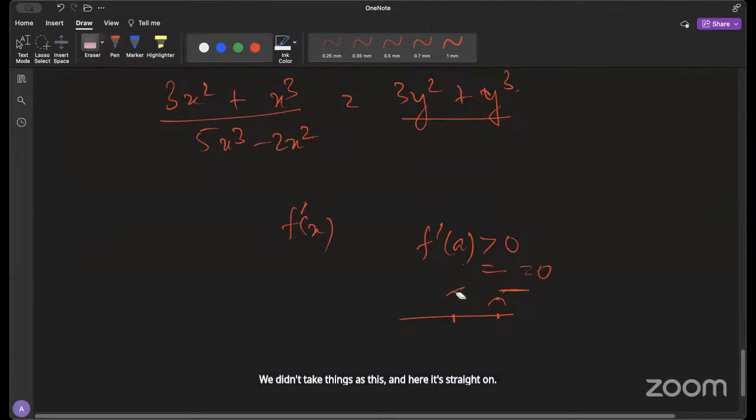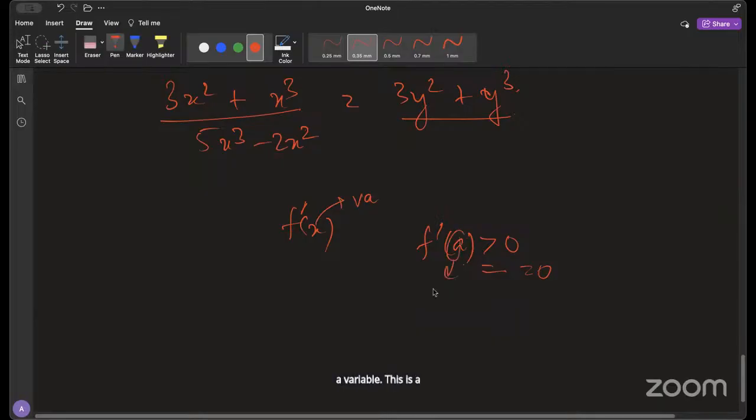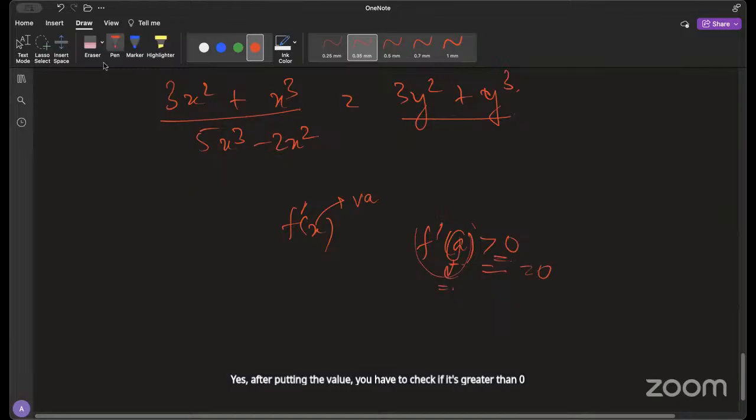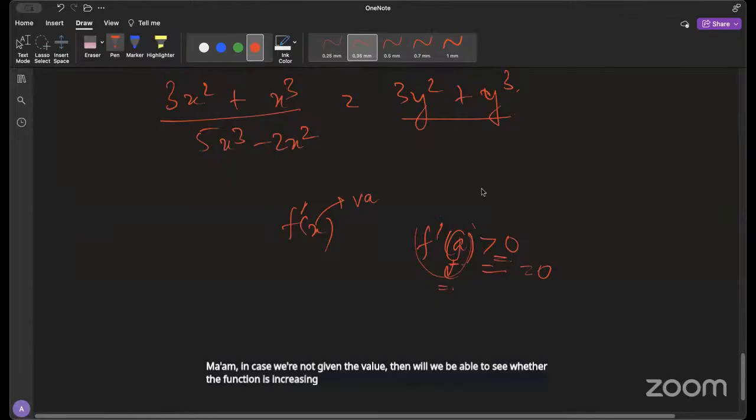Ma'am, here what is the difference between f dash x and f dash a? Are they the same or just the value? They're the same. This is a variable, and this is a particular number, a particular element in the domain. So ma'am, when we put the value in the f dash x function, we have to see whether it is greater than 0 or not after putting the value. Yes, after putting the value, you have to check if it's greater than 0 or less than 0. Ma'am, in case we're not given the value, will we be able to see whether the function is increasing or decreasing?